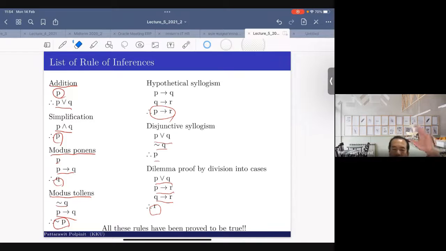These are the rules of inference that you can use to try to get to the conclusion. Make sure that you write the name of the rule that you use when you use it. And again, you don't have to remember all this. You can always come back and look at the slides and then use it.